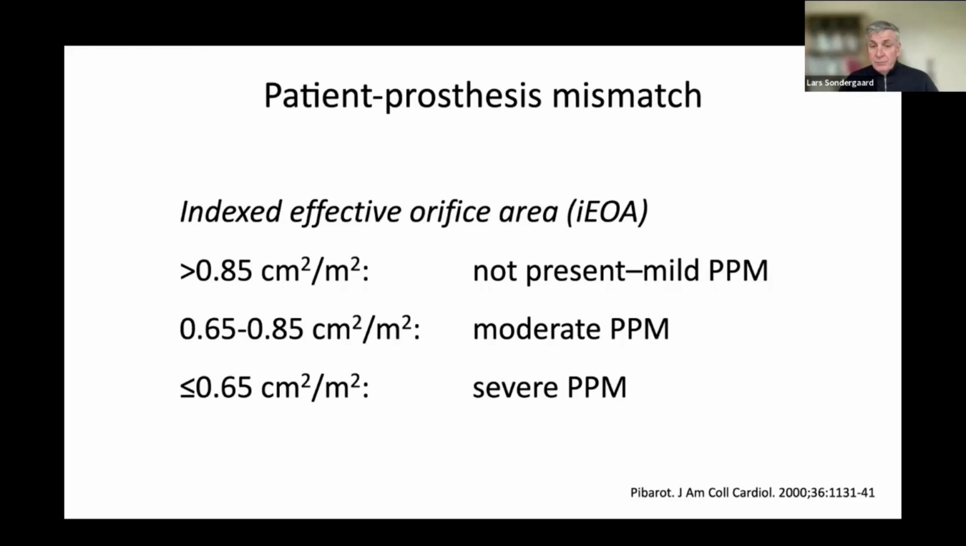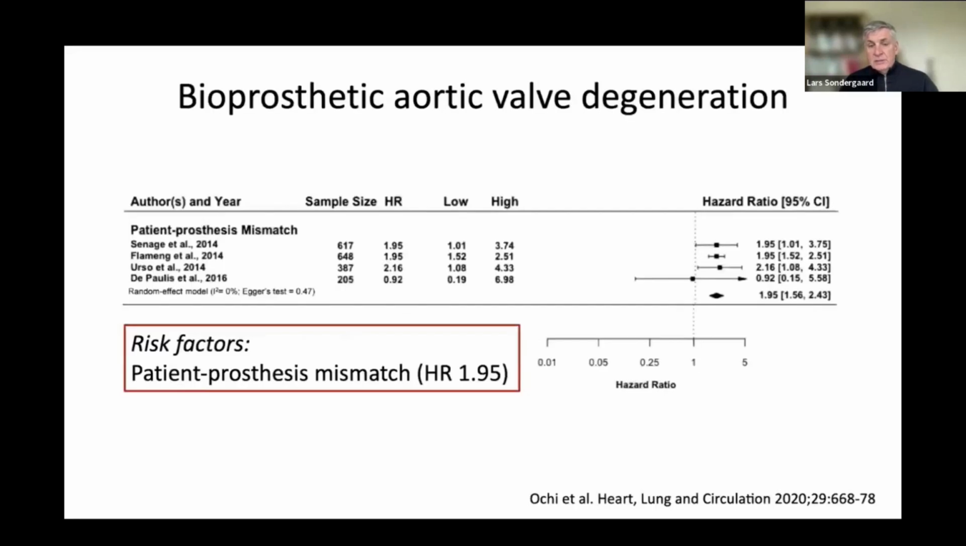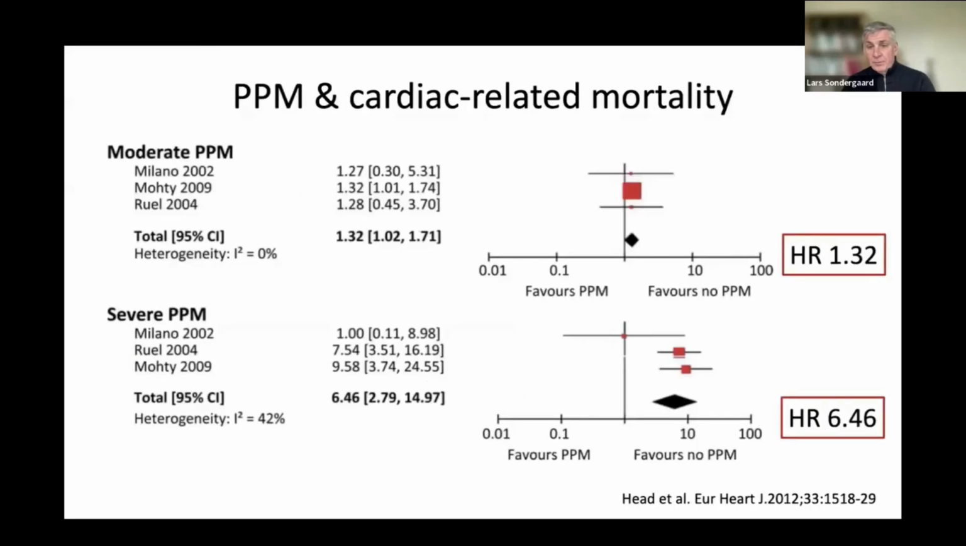And I'm just going to show you a few slides because if you just go 10 years back, there were people who would argue that having patient-prosthesis mismatch would not affect the outcome for the patient. But I think we have seen consistent evidence that that's not the case. You can see this recent meta-analysis here showed that if you have patient-prosthesis mismatch, the risk of early valve failure is twice as high as if you do not have any patient-prosthesis mismatch. And it's not only the durability of the valve, but also the clinical outcome for the patient. So patients who have just a moderate PPM have about 30% increased risk of cardiac-related mortality. And if you have severe PPM, it's more than a 6-fold increased risk of cardiac mortality.